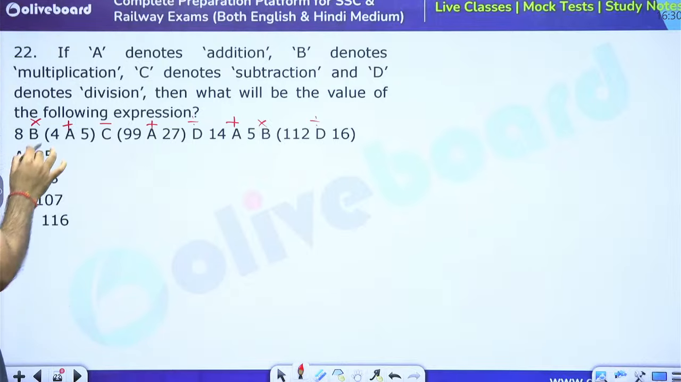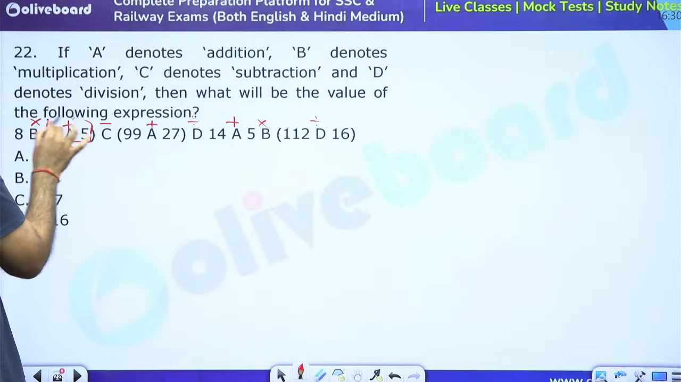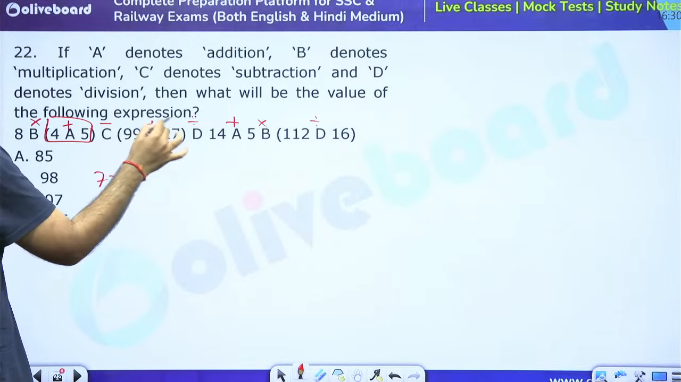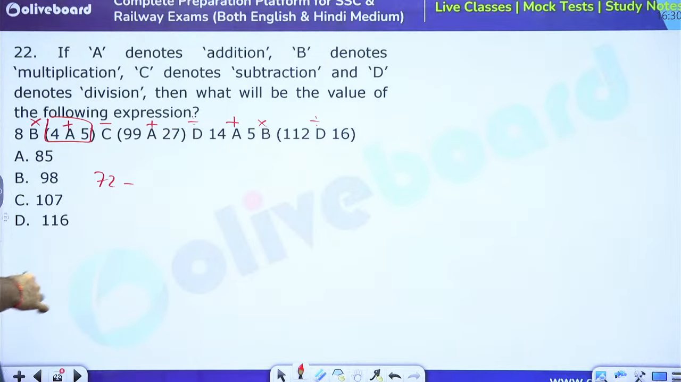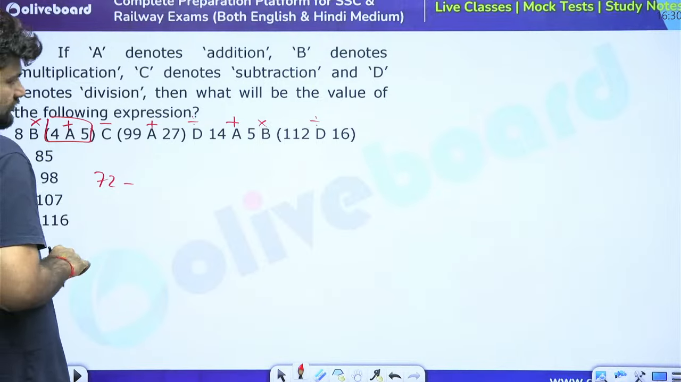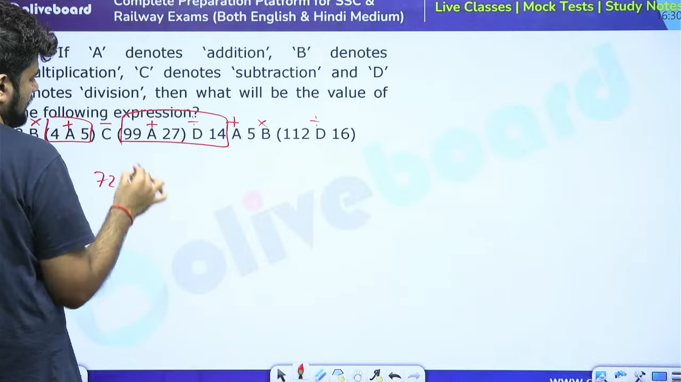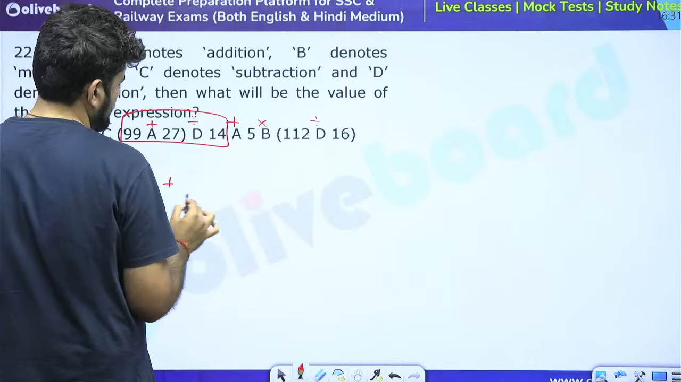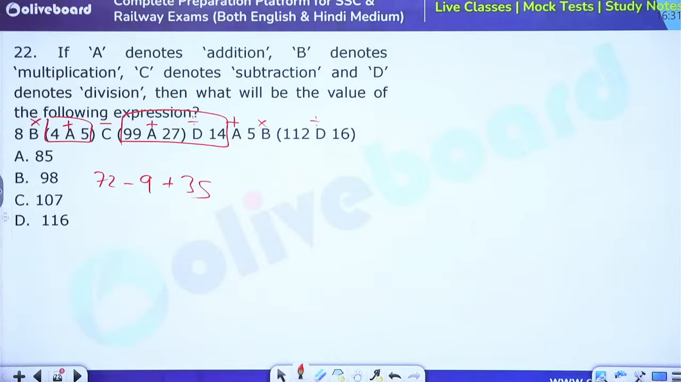Okay. So 4 plus 5, 9. 9 into 8 is 72. Minus 99 plus 27 divided by 14. So this is 126 divided by 14. This is 9 again. Plus 5 into 7, 35. So 72 plus 35 is 107, minus 9 is 98. Option B is the right answer. Correct? Next.